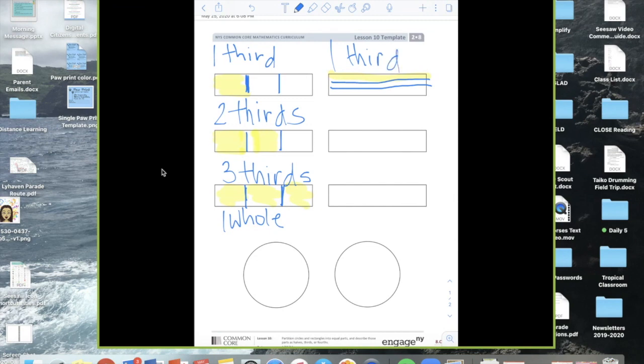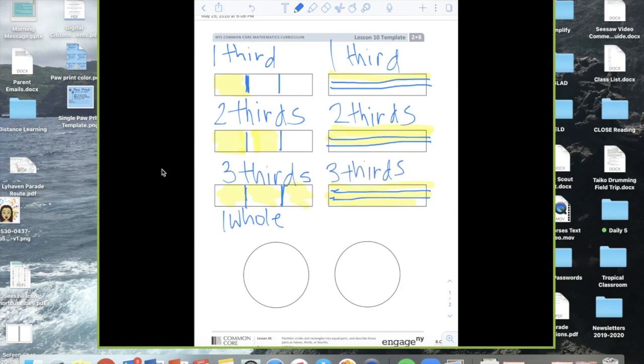And then I'm going to do it again. Try my best just to draw the line straight and to make sure my parts are equal. Just trying your best. And then if I have 2 parts shaded, this would be 2/3. Okay. And then my last one, once again, making sure that they're equal. And then if I shade the whole thing, this is 3/3.